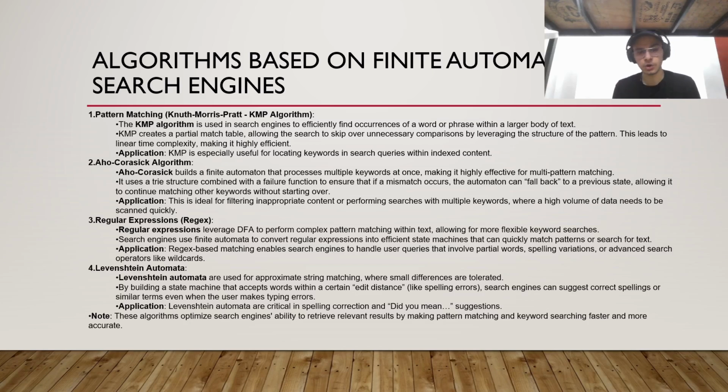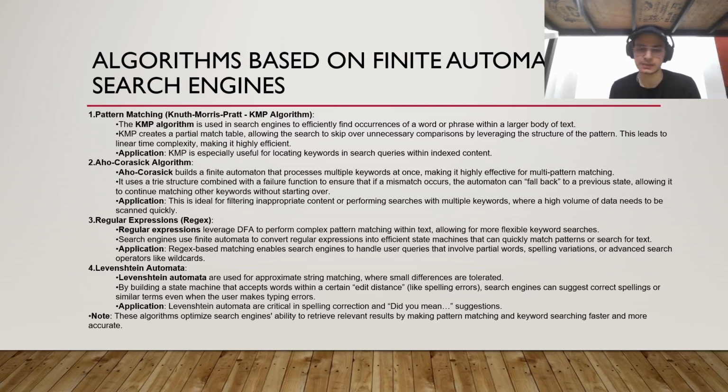Next, we have the Aho-Corasick algorithm. Aho-Corasick builds a finite automaton that processes multiple keywords at once, making it highly effective for multi-pattern matching. It uses a trie structure combined with a failure function so that when a mismatch occurs, the automaton can fall back to a previous state, allowing it to continue matching over keywords without starting over. This is ideal for filtering inappropriate content or performing searches with multiple keywords, where a high volume of data needs to be scanned quickly.